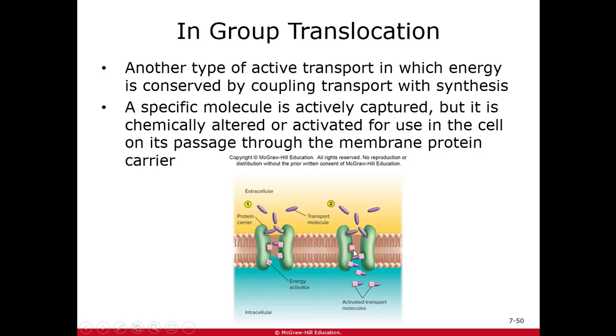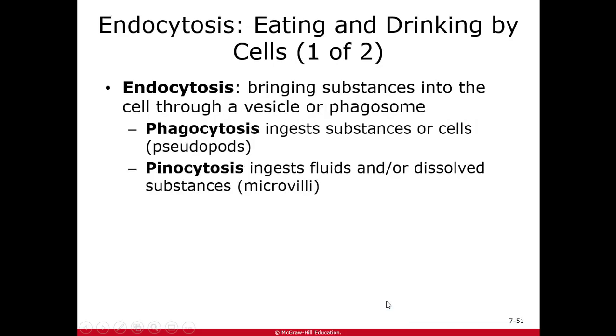Now, when we bring things in, it's not just moving water inside of a cell. We can bring other things inside of cells as well. Endocytosis just means it brings it in. Phagocytosis, phago means eat. It's when cells eat things. They ingest large substances. They may even ingest other cells. An example of phagocytosis, our white blood cells do phagocytosis all the time.